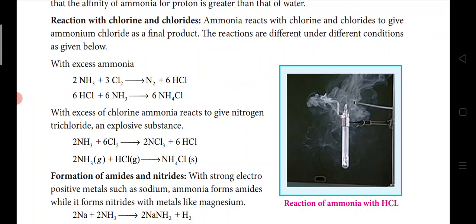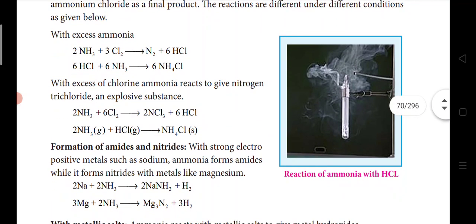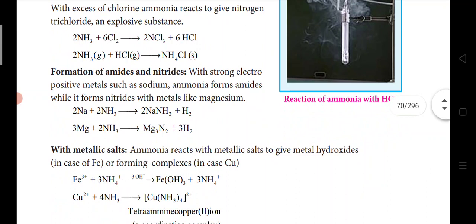So when you see the reaction with the excess of chlorine, it gives hydrogen chloride and nitrogen trichloride, which is an explosive substance, and ammonium chloride is also formed. With excess of ammonia and with excess of chlorine, they may ask you to complete the reaction or explain the reaction. Next, they may ask about chlorine and chlorides, and formation of amides and nitrides.